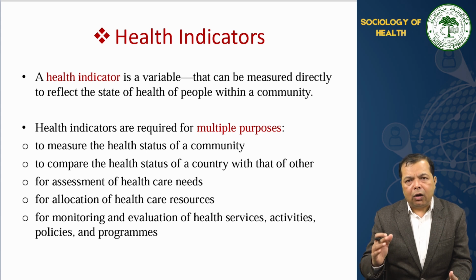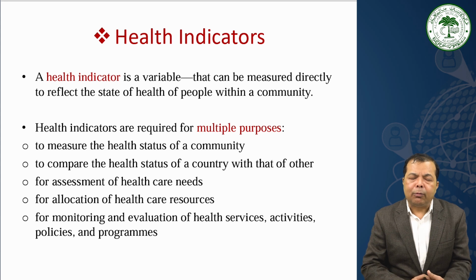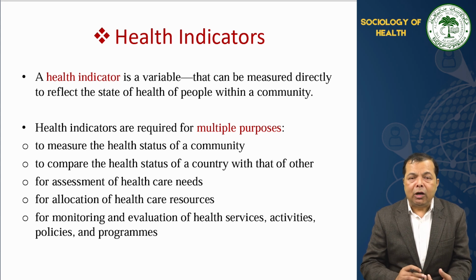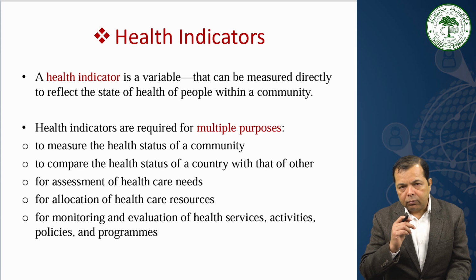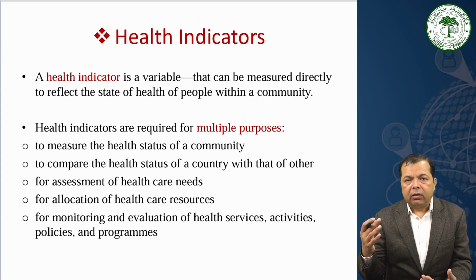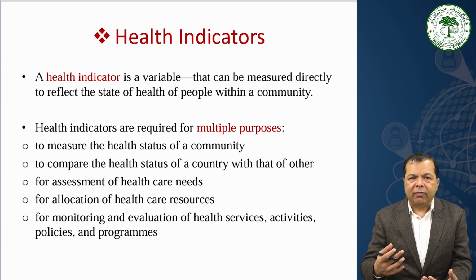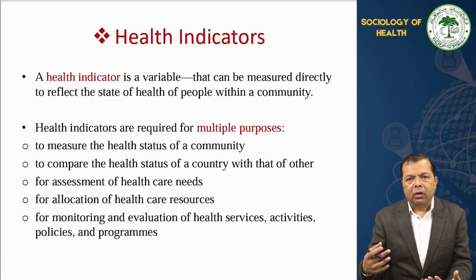And then for allocation of the resources, the financial as well as the human resources. For example, if there is one health program about to be launched, which states need how much resource allocation will be decided on the basis of the prevailing health condition in those states, and we will get to know about the prevailing health condition only by understanding the health indicators of those states, right?